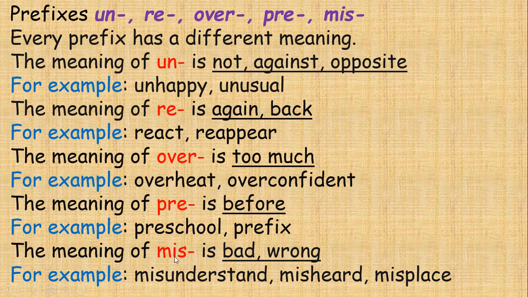The prefix mis means bad or wrong. For example, misunderstand, misheard, misplace. Misunderstand means I understood what you said in a wrong way. Misheard, I didn't hear you well, or I heard you incorrectly. Misplace, I have placed the thing in a wrong place.